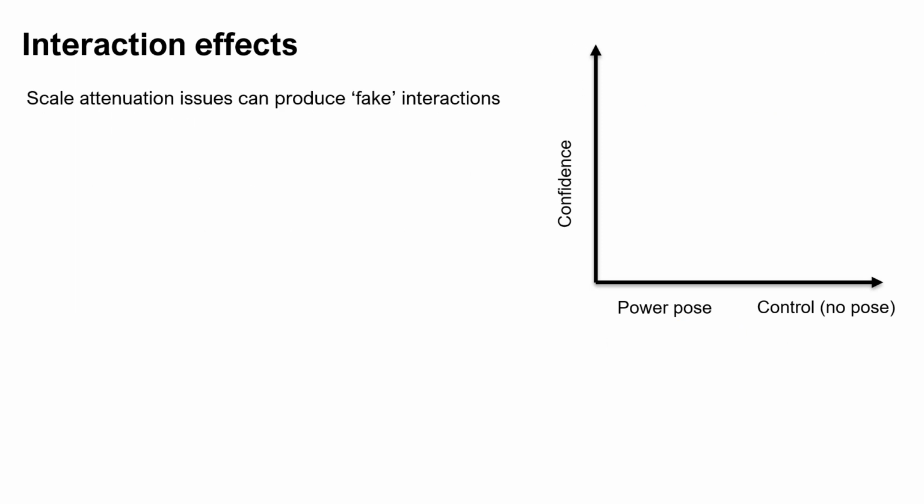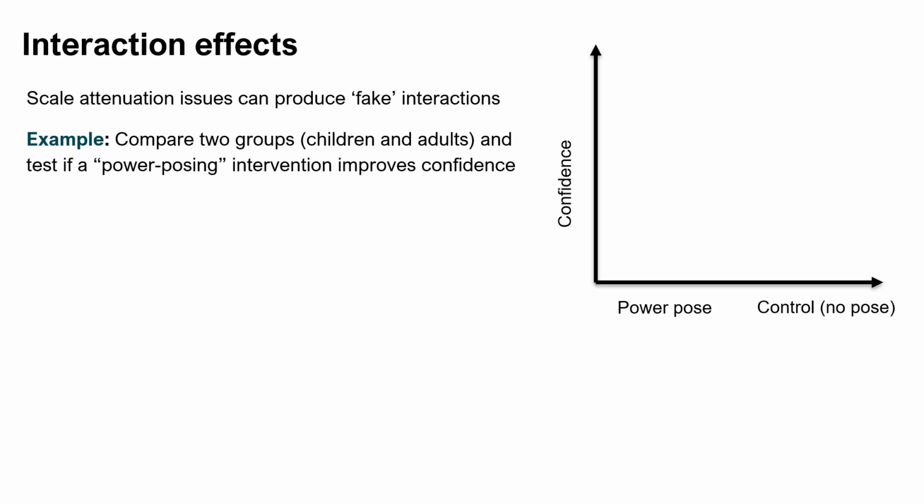Scale attenuation issues can produce fake interactions. So if you imagine a study in which you're comparing two different groups of participants, so children versus adults, and you want to test whether a power posing intervention improves their confidence. Looking at some example data here, you can see that in children, there doesn't really seem to be a difference in confidence levels between the condition when they were doing the power pose versus the control condition. But in adults, we see what seems to be quite a big difference.